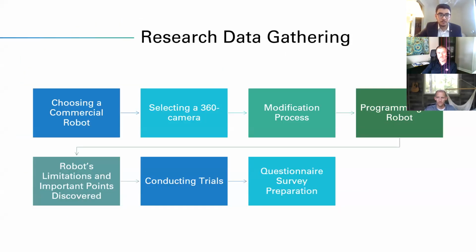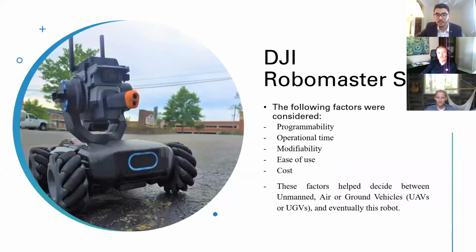Let's talk about the first step, choosing a commercial robot. The robot that we ended up choosing was the DJI RoboMaster S1. You can see it in the picture right here. And the factors that we considered, which helped us choose not only this robot but also an unmanned ground vehicle, a UGV, rather than a UAV, are these five.